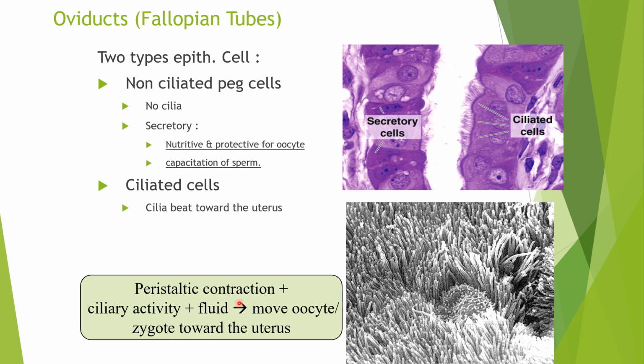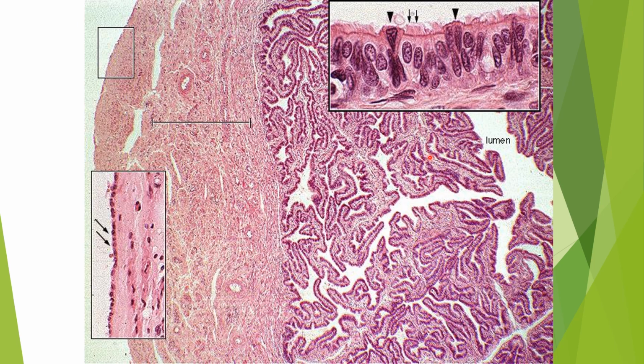So peristaltic contraction plus ciliary activity plus fluid move the oocyte and then the zygote towards the uterus. That's why it is very important, because diseases like inflammation, and procedures like tubal ligation, can lead to either infertility or ectopic pregnancies. So the ciliated cells are very important. They help in transport of the oocyte as well as transport of the fertilized zygote after fertilization towards the uterine cavity.